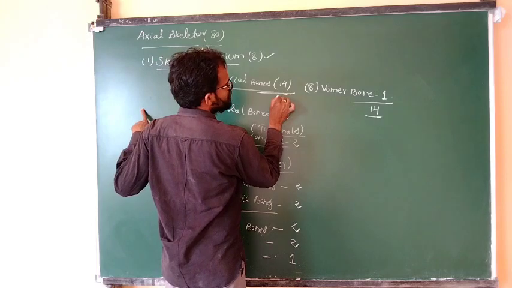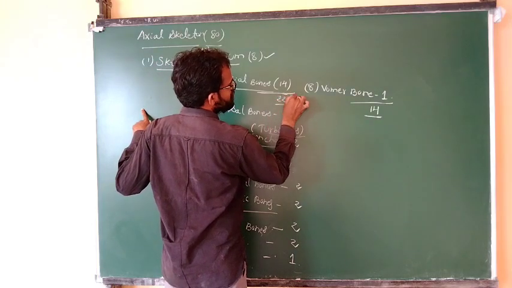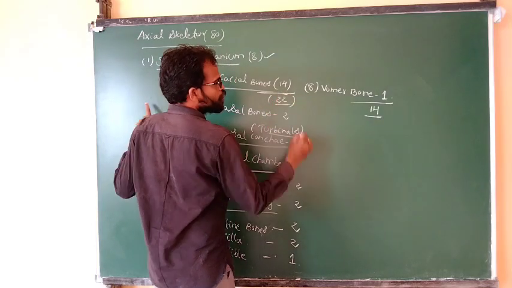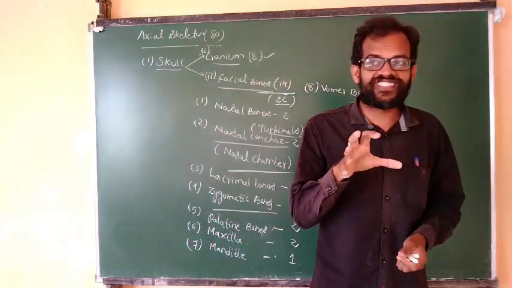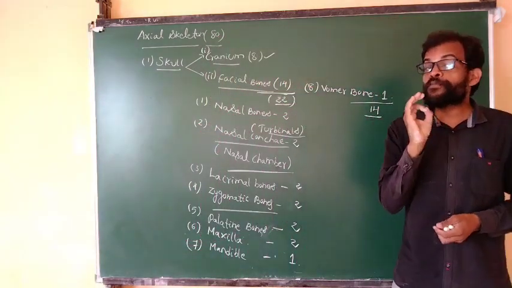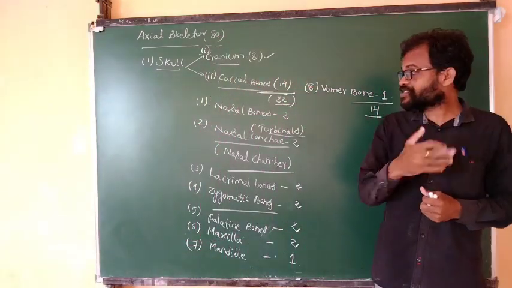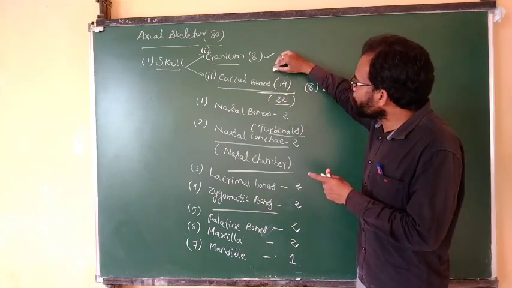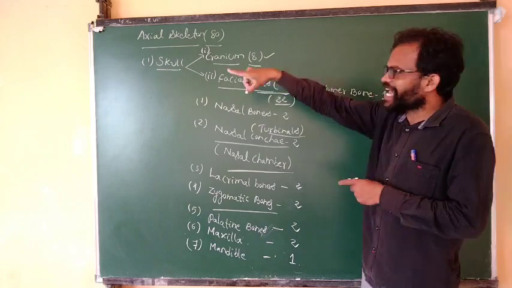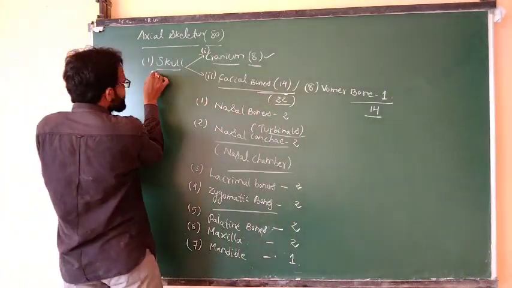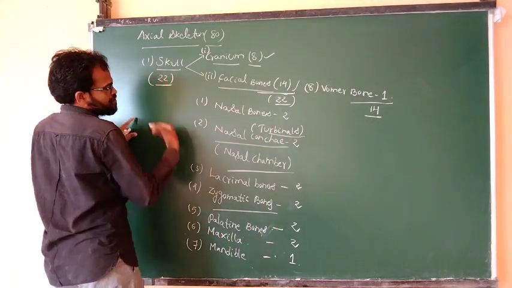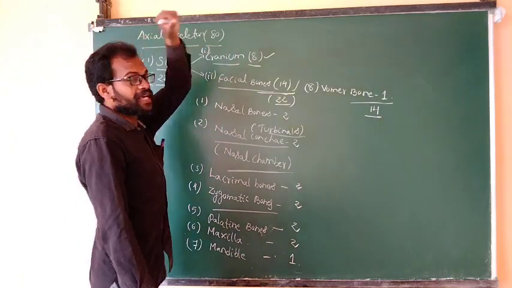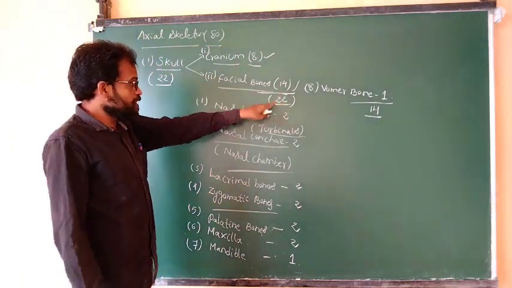What is the total bones? 22 bones. How many bones protect the entire face? 14 bones, the facial bones. The total bones of the skull, 22 bones. Cranium is 8 bones, facial is 14 bones.